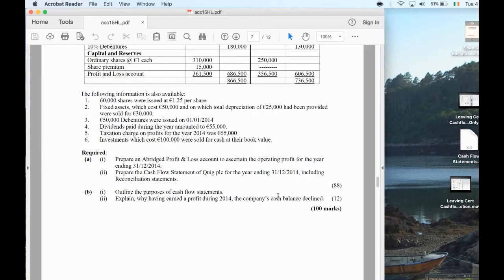Why, having earned profit, did the cash balance decline? Well, if we earned a profit and we have less cash, then maybe we did sensible things, like we paid off loans, or maybe we bought new fixed assets. So that was investing in the future, which means that we don't necessarily have lots of cash now, but because we're profitable, we decided to invest in the future, and that means in the future we're likely to make much more profit. That's an efficient use of our funds.